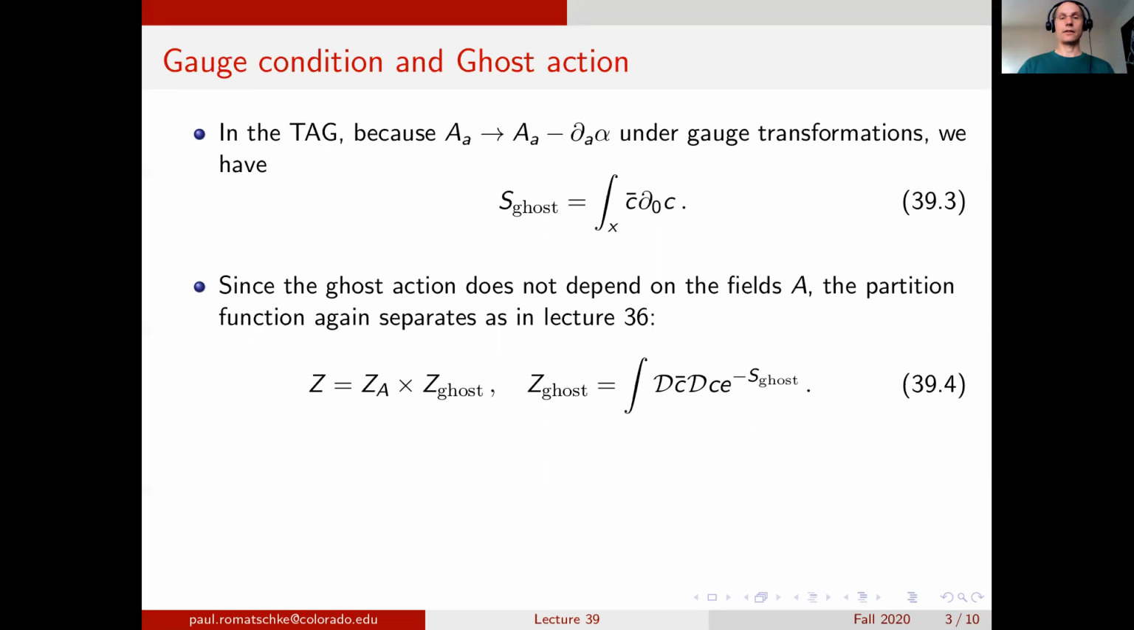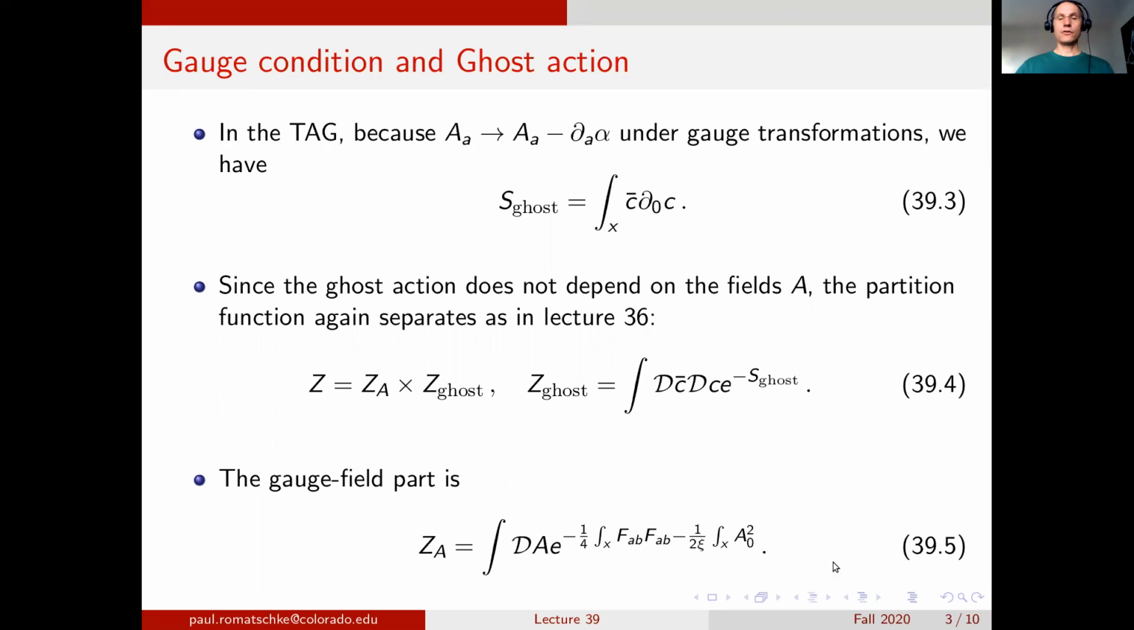The ghost action again does not depend on the gauge field, so that means that the partition function again separates into a part that just depends on the gauge field, which I call Z_A, and a part that just depends on the ghost fields, which I call Z ghost, where Z ghost is the path integral over the ghosts C bar C of e to minus the ghost action. The gauge field part contains all the parts that were given in the previous slide, namely the gauge field part F_AB squared, and the gauge fixing part, which in temporal axial gauge is just A_0 squared.